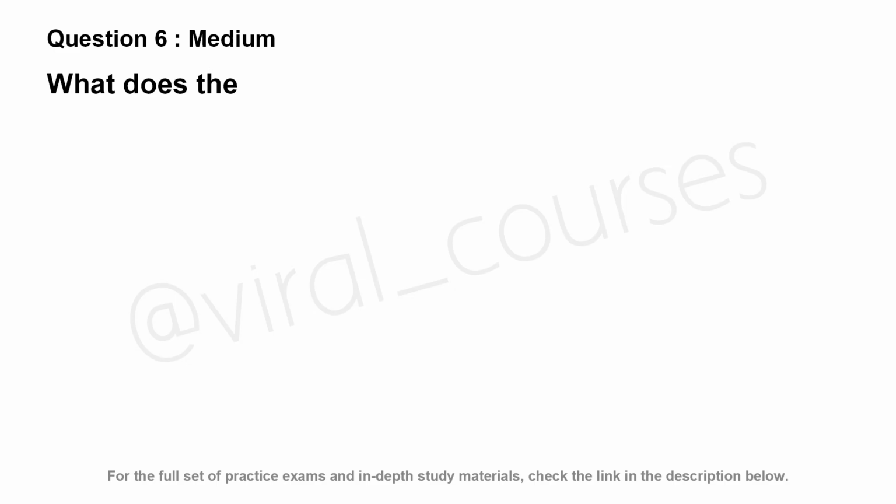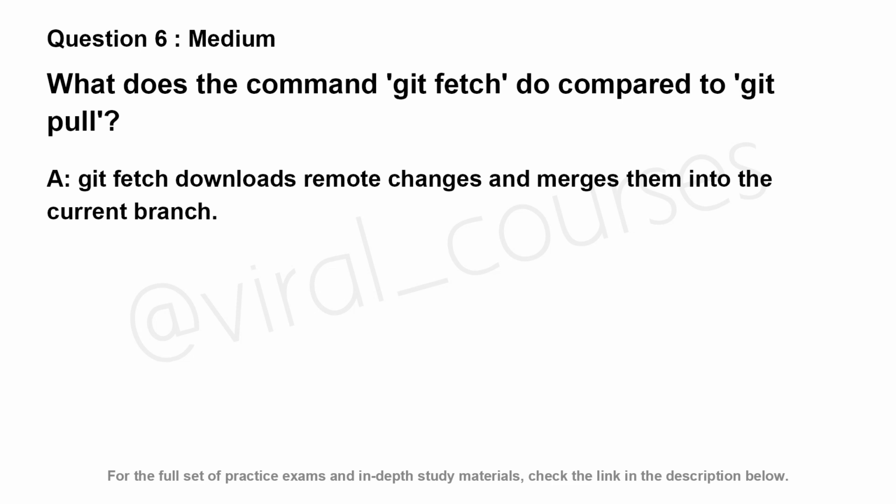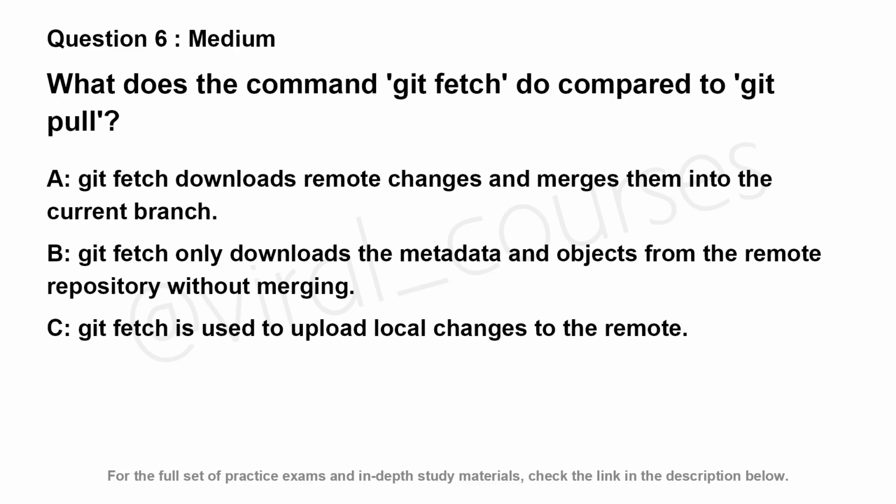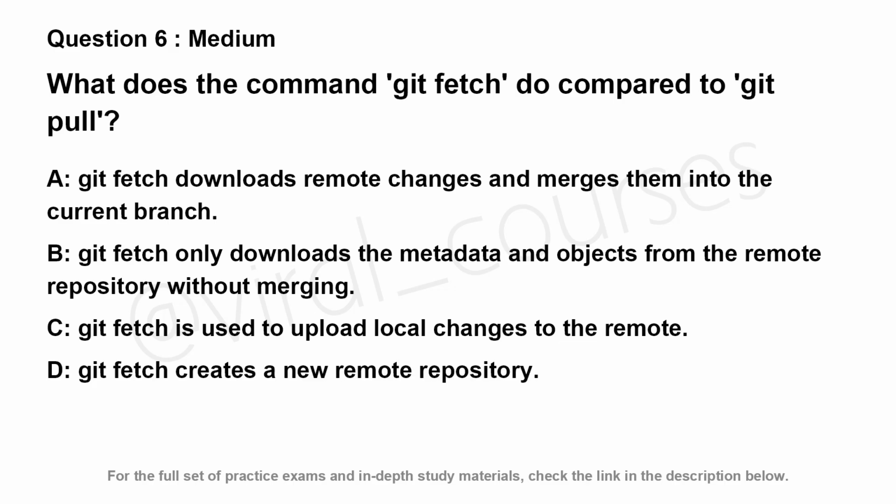What does the command git fetch do compared to git pull? Option A. Git fetch downloads remote changes and merges them into the current branch. Option B. Git fetch only downloads the metadata and objects from the remote repository without merging. Option C. Git fetch is used to upload local changes to the remote. Option D. Git fetch creates a new remote repository.